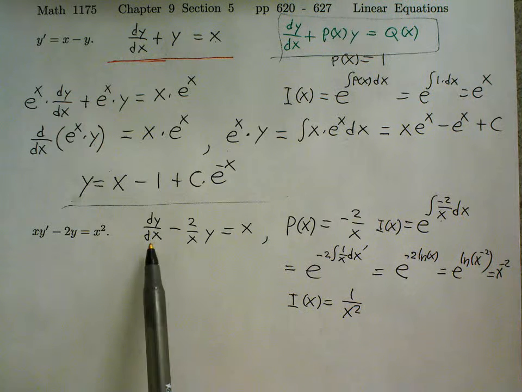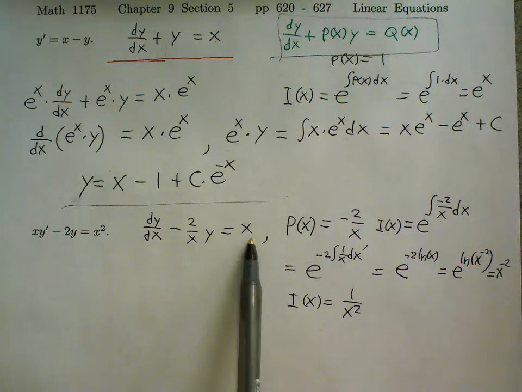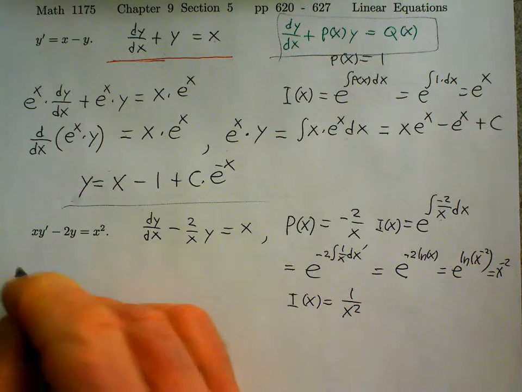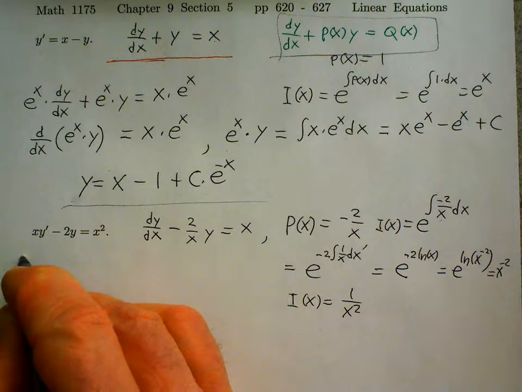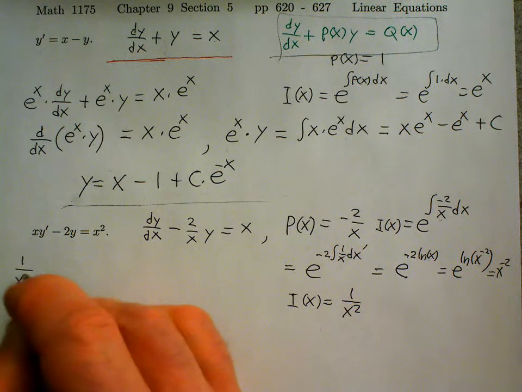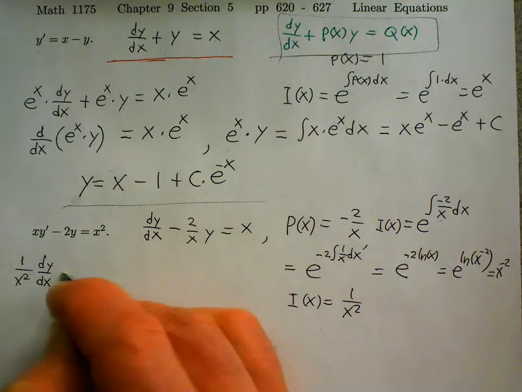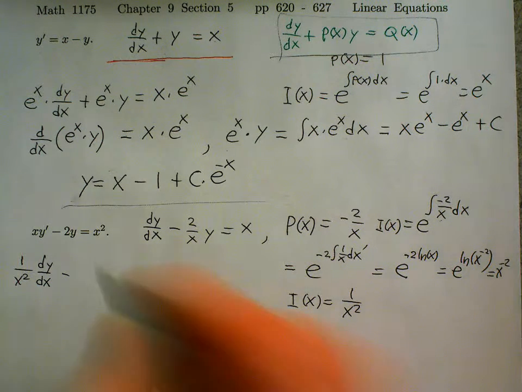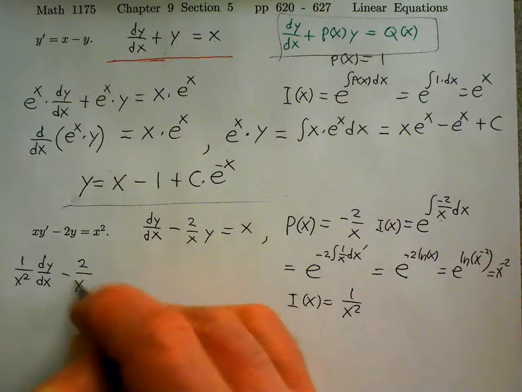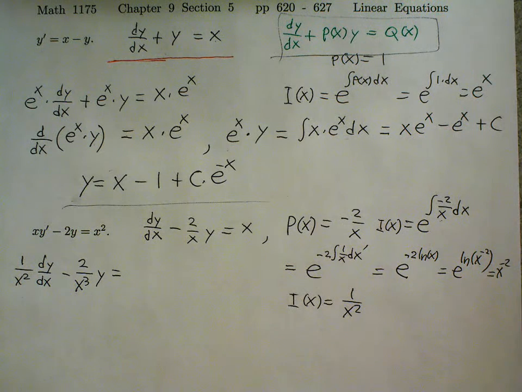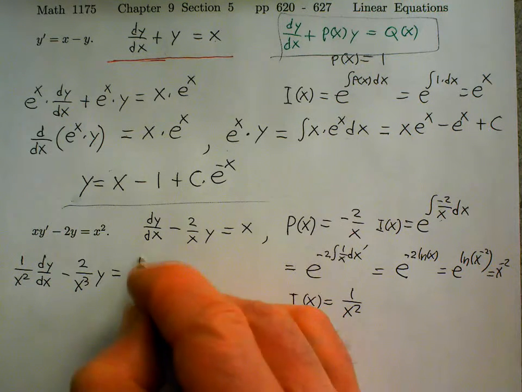We're going to multiply every term on both sides of this equation by 1 over x to the second. So when we do that, we get 1 over x to the second times dy/dx minus 2 over x to the third times y. And then on the right-hand side, x times 1 over x to the second is 1 over x.